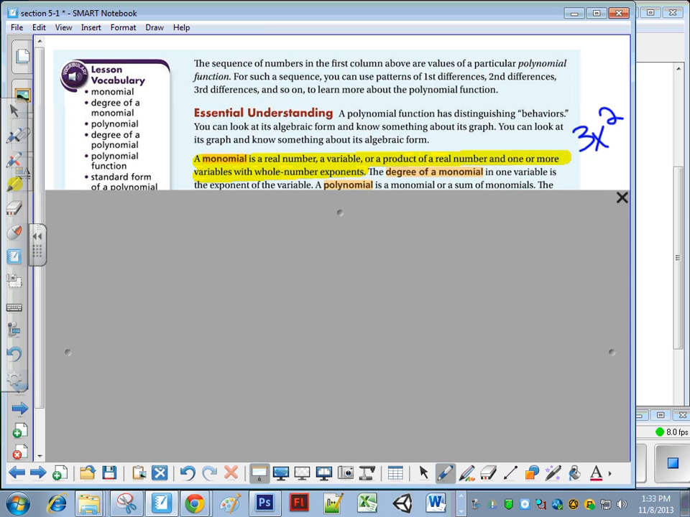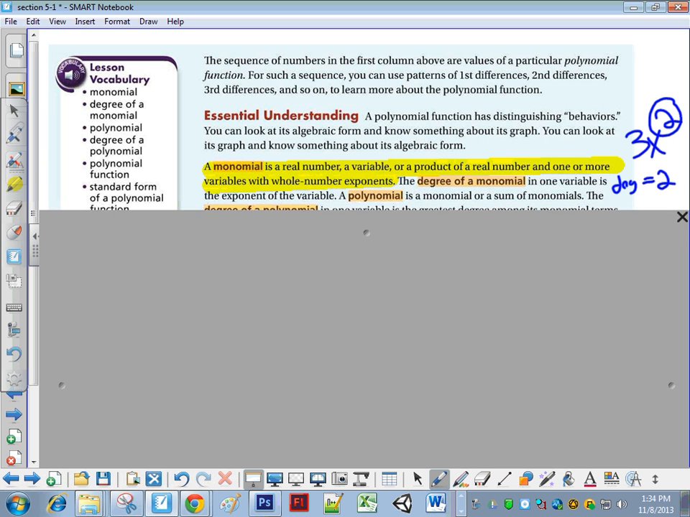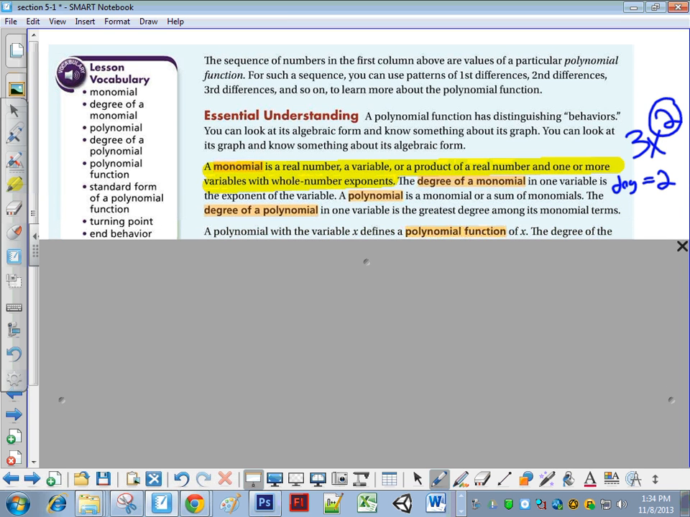Now, the degree of a monomial in one variable is the exponent of that variable. So in this particular one, the degree equals 2, because the 2 is the highest power that I see. All right? Now, a polynomial is a monomial or a sum of monomials. The degree of a polynomial is the greatest degree of its terms.